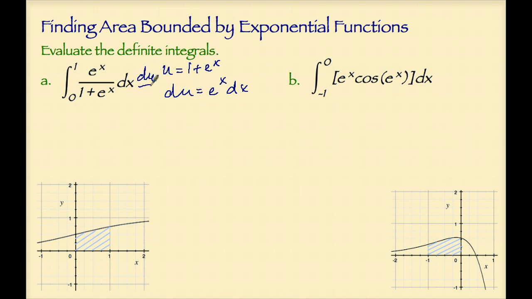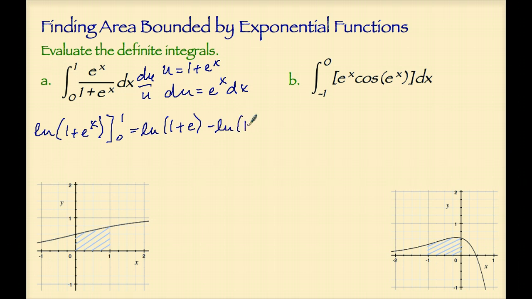So this is a du over u pattern, which means that our integral will be natural log. The natural log of u, which is 1 plus e to the x, and we'll be evaluating this from 0 to 1. This gives me natural log of 1 plus e to the 1 minus natural log of 1 plus e to the 0. That's natural log of 1 plus e minus natural log of 2, and that is approximately equal to 0.620.